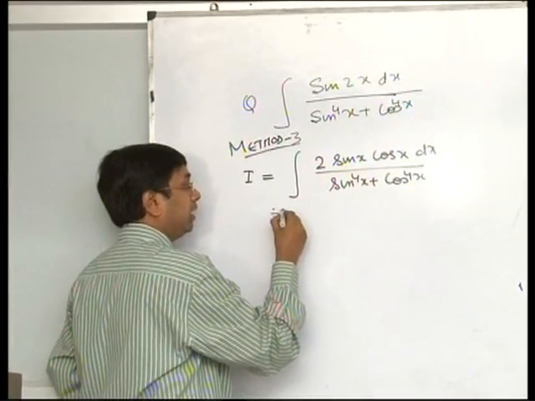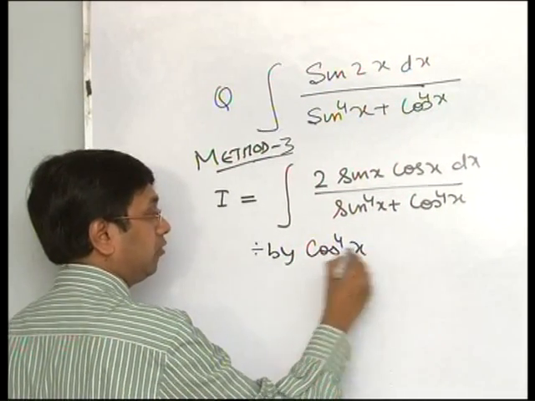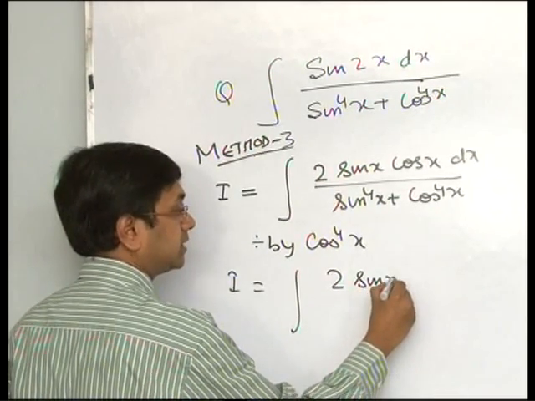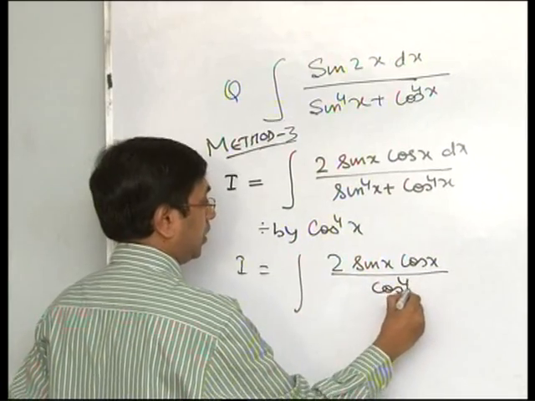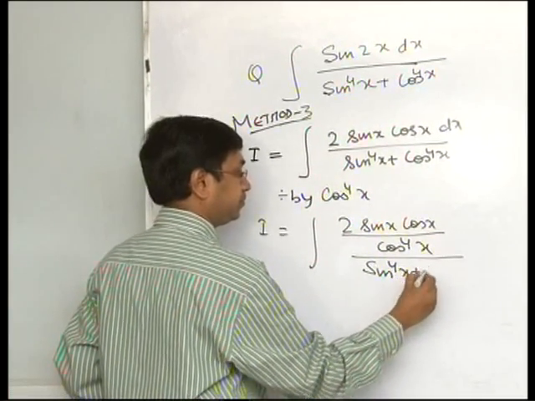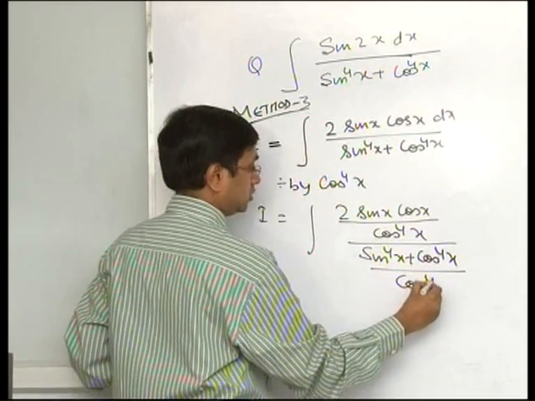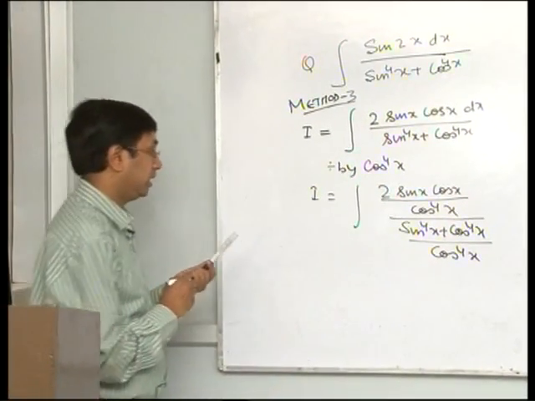So now dividing by the highest power of cos, which is 4, cos to the power 4x, what do we get? We get I as 2 sin x cos x upon cos to the power 4x, and similarly sin 4x plus cos 4x upon cos to the power 4x. Now how does this help? Let's see what benefit we get.